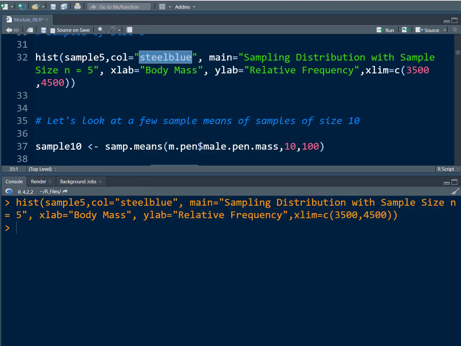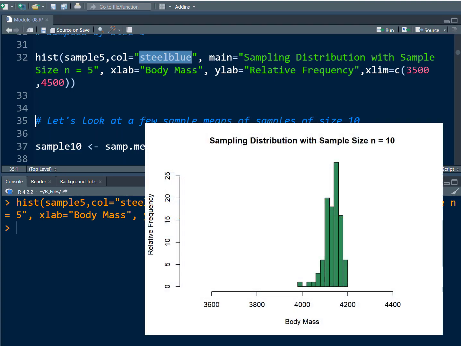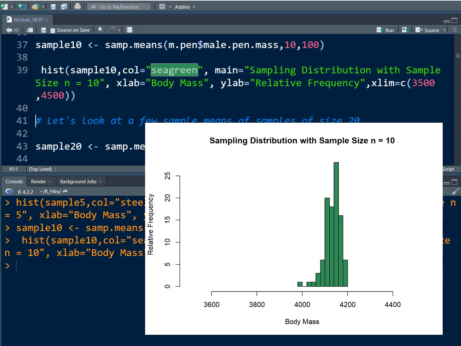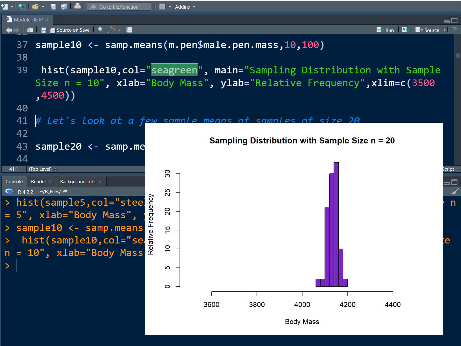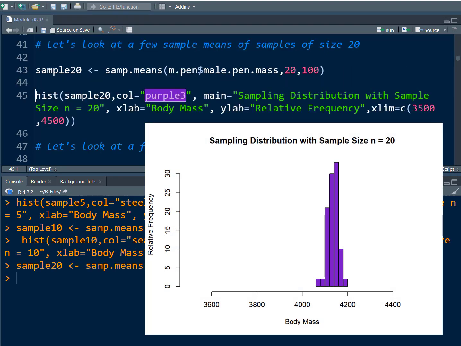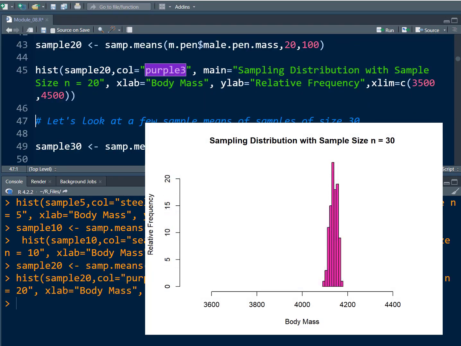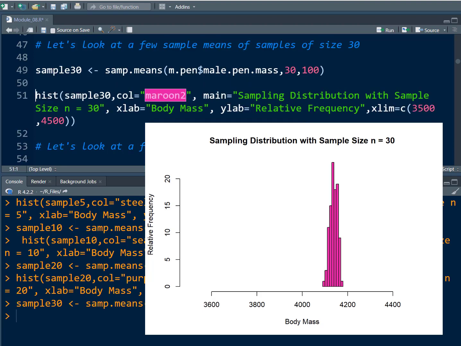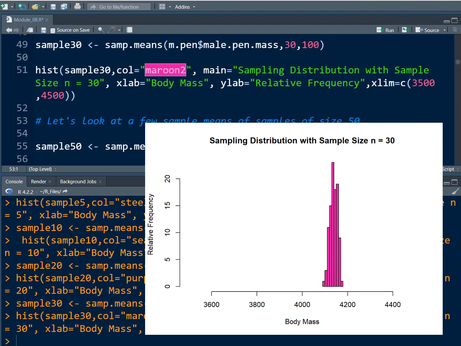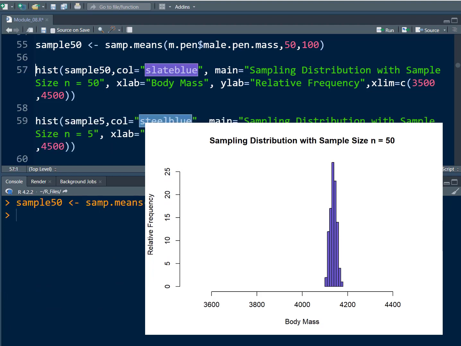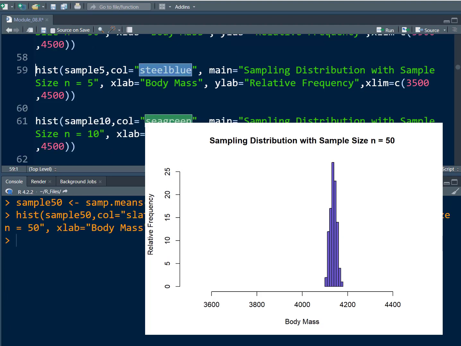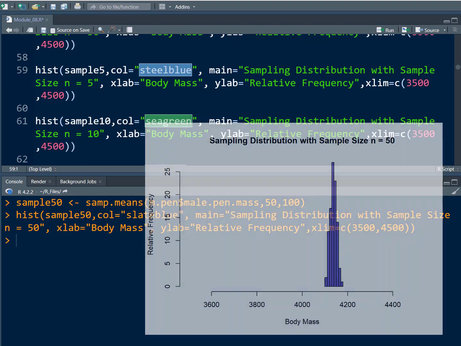Maybe changing the size of the sample will have an effect. How about we look at samples of size 10? It seems like maybe there is still a little skewness here. Let's try samples of size 20. How about samples of size 30? Notice how the distribution is beginning to look a lot more normal. Since we're having so much fun, let's try samples of size 50. Here it looks like the sampling distribution is definitely normally distributed.